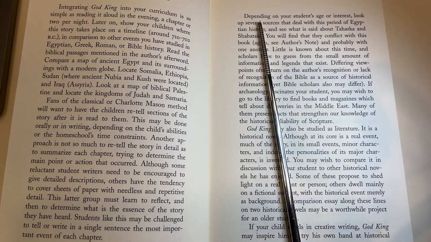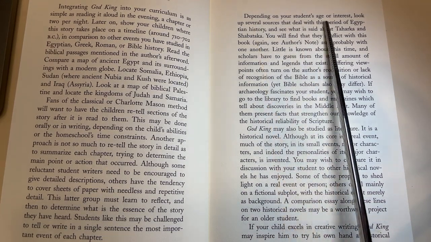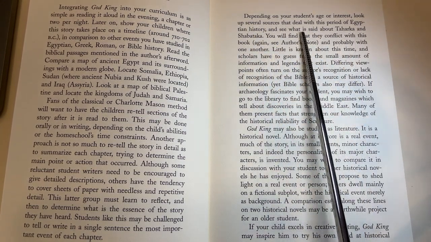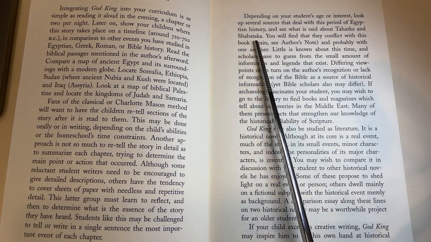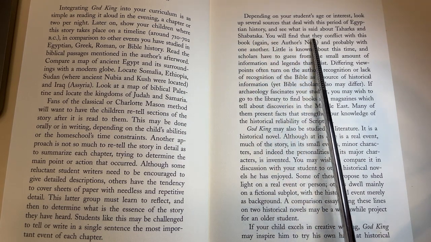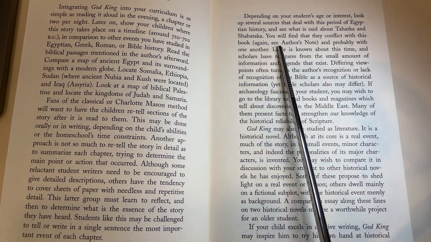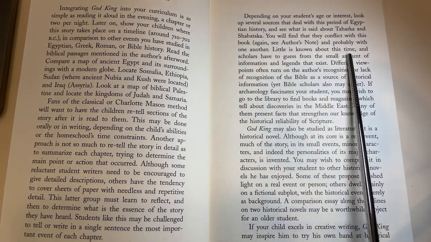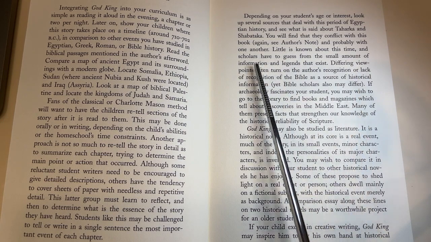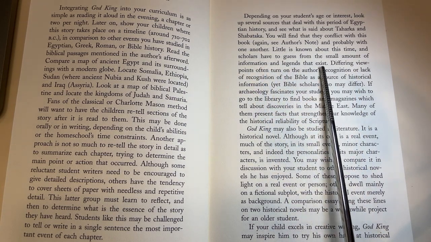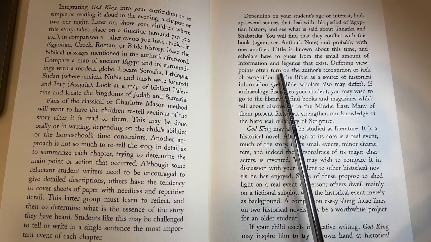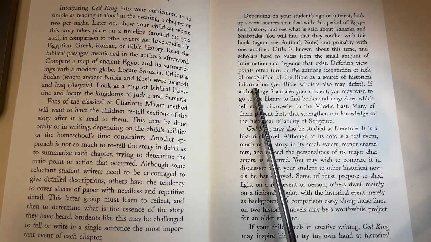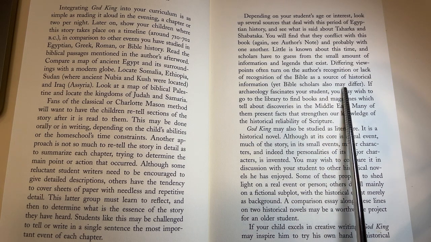Depending on your student's age or interest, look up several sources that deal with this period of Egyptian history and see what is said about Taharka and Shabbataka. You will find that they conflict with this book. Again, see author's note, and probably with one another. Little is known about this time, and scholars have to guess from the small amount of information and legends that exist. Differing viewpoints often turn on the author's recognition or lack of recognition of the Bible as a source of historical information, yet Bible scholars also may differ.